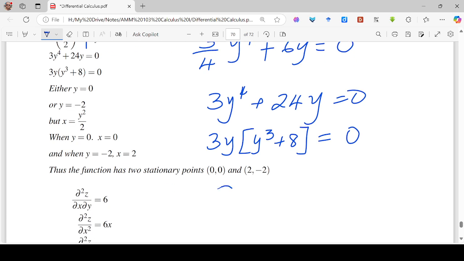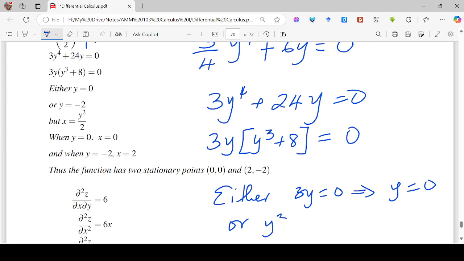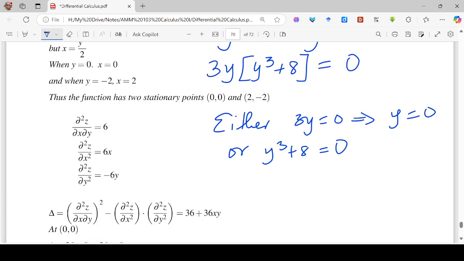So that either 3y is 0, from which y is equal to 0, or y cubed plus 8 is equal to 0. If you solve the second equation here, we get y cubed is equal to minus 8, and y is the cube root of minus 8, which is minus 2. So we have two possible values of y. Either y is 0 or y is minus 2.